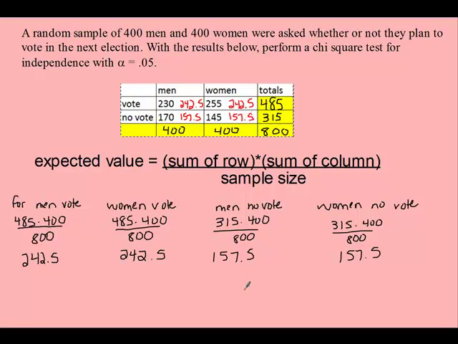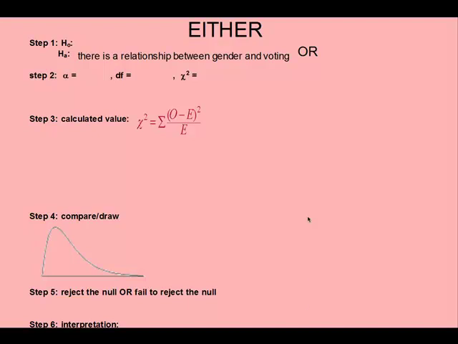Now you might be saying to yourself, self? That's great. What am I going to do with this? We're going to do a hypothesis test. I think there's a relationship between gender and voting. I could also say it symbolically.